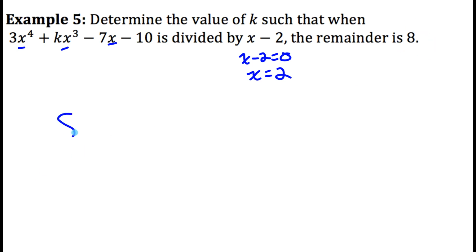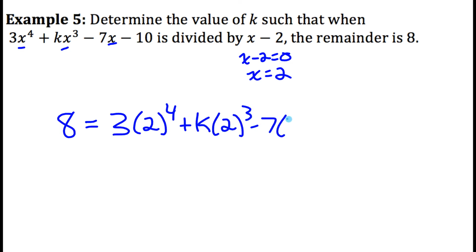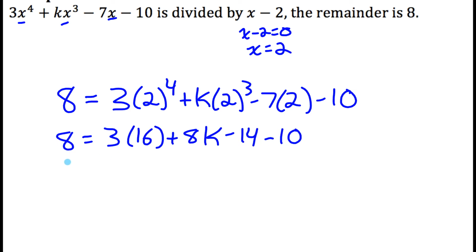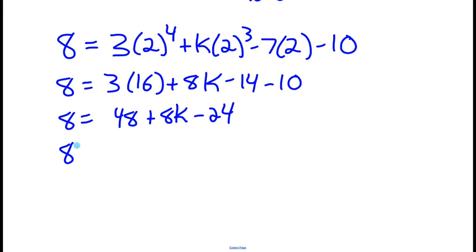So let me set that up. I can write 8 equals 3 times 2 to the 4 plus k times 2 cubed minus 7 times 2 minus 10. Now I have to figure out what value of k makes this true. So 8 equals 3 times 2 to the power of 4, which is 16, plus 2 cubed is 8, so k times 8, I'm going to write that as 8k, minus 14 minus 10. 8 equals 3 times 16, well 3 times 10 is 30, 3 times 6 is 18, so that's 48, plus 8k, I'll collect those two together, that's minus 24. 48 minus 24 is 24.